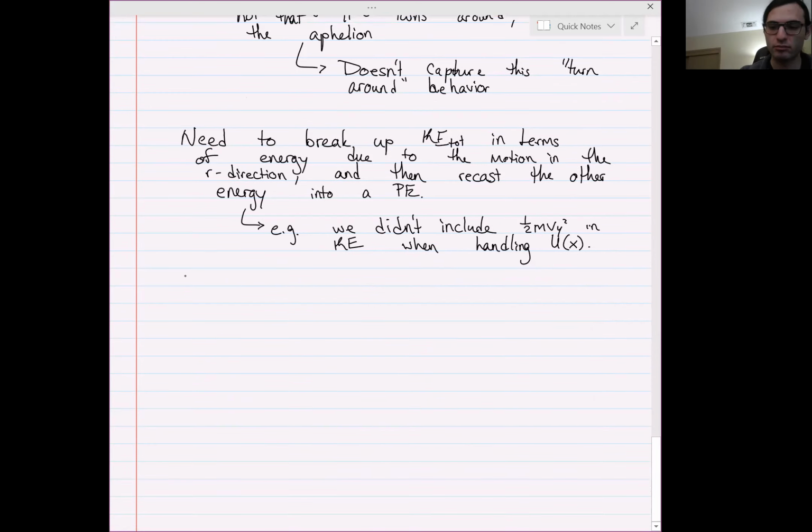So what's the fix? We write that the total kinetic energy of an orbiting body is the kinetic energy in the radial direction, which is the kinetic energy associated with motion in the r direction, plus kinetic energy that is tangential to a circle that describes the direction of motion. So let me draw a picture.